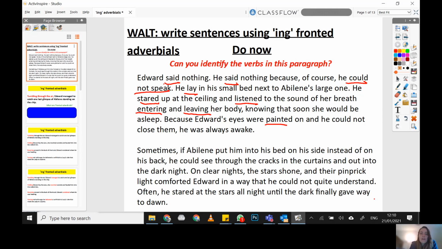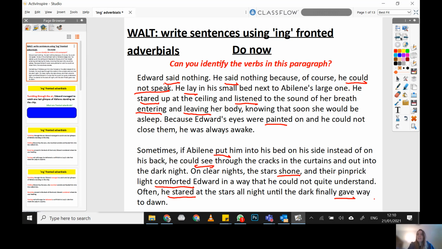Having a look at our next little paragraph, we've got Aibileen put him into his bed. Instead of on his back, he could see through the cracks and out into the dark night. On clear nights, the stars shone, and their pinprick light comforted Edward. Often he stared at the stars until the dark finally gave way to dawn. So there's loads and loads of verbs. I don't even think I grabbed them all, but hopefully you've got some of them right, and you're feeling a bit confident about how to identify verbs in our piece of writing.